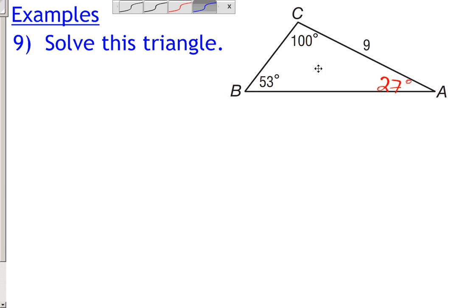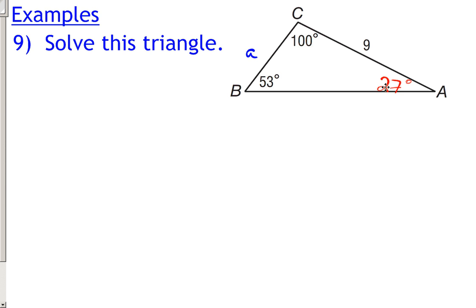So we have an angle and a side across from each other. Okay, good. Now in this case, since we have this angle, the 53 degrees and the 9, it doesn't matter what other side we get, because we have the angle across from either of the other two sides. So let's just get side A first, why not? We'll go for side A first, and then we'll get side B.